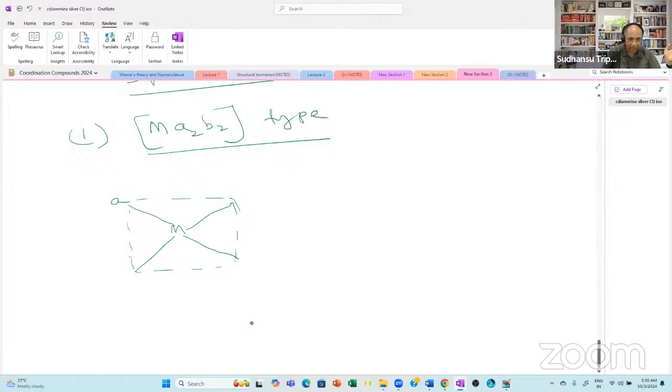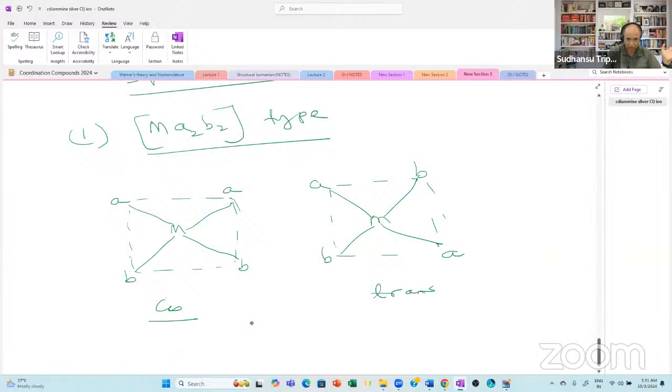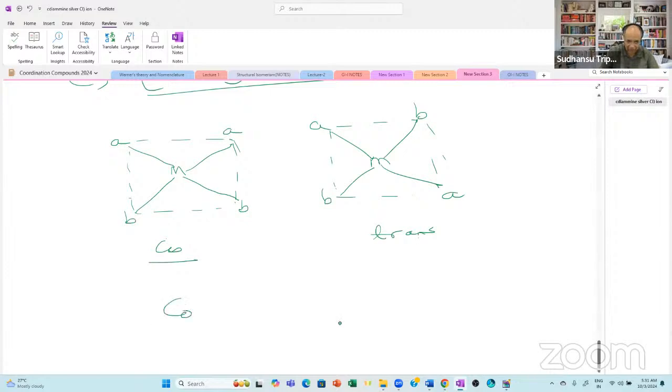If AA remain on the same side and BB remain on the same side, then it is called the cis isomer. And if they remain on the opposite sides, with the metal at the center, AA opposite and BB opposite, this is trans. So such complexes exist as two geometrical isomers, cis and trans. For example, Co(NH3)2Cl2. Somebody will ask you, this complex ion exists in how many isomers?